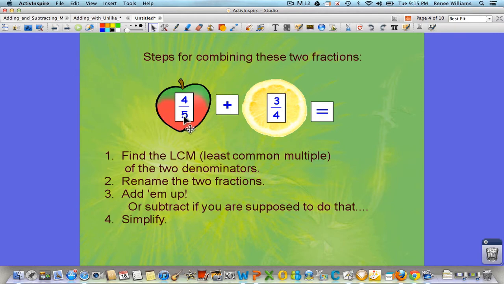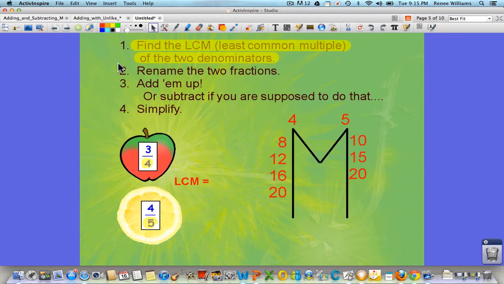When there's an unlike denominator, like in 4/5 and 3/4, the first thing we need to do is find the least common multiple of the two denominators. Then we rename the two fractions using scale factor, or we add them and subtract them, if you're supposed to do that. And finally, we always simplify. The first step, as I said, was finding the least common multiple.